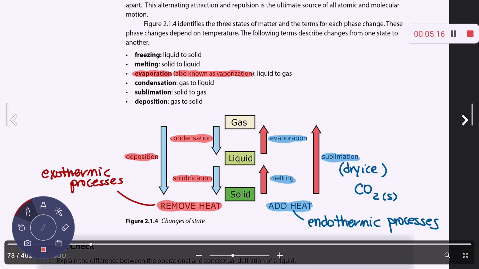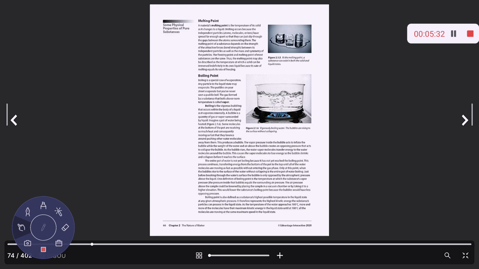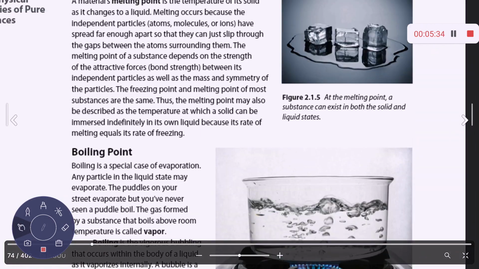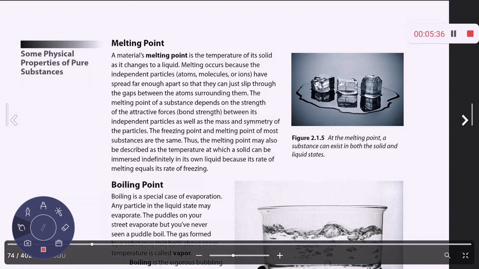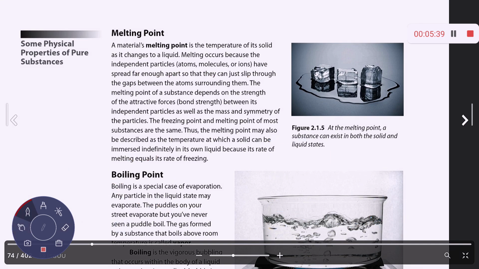Okay, and then turn to the next page when you're ready. We're almost done with this section. This entire page is about melting point and boiling point. I'm going to highlight some of the things that I think are important, but you probably want to read through this later. Melting point is the temperature of a solid as it changes into a liquid.